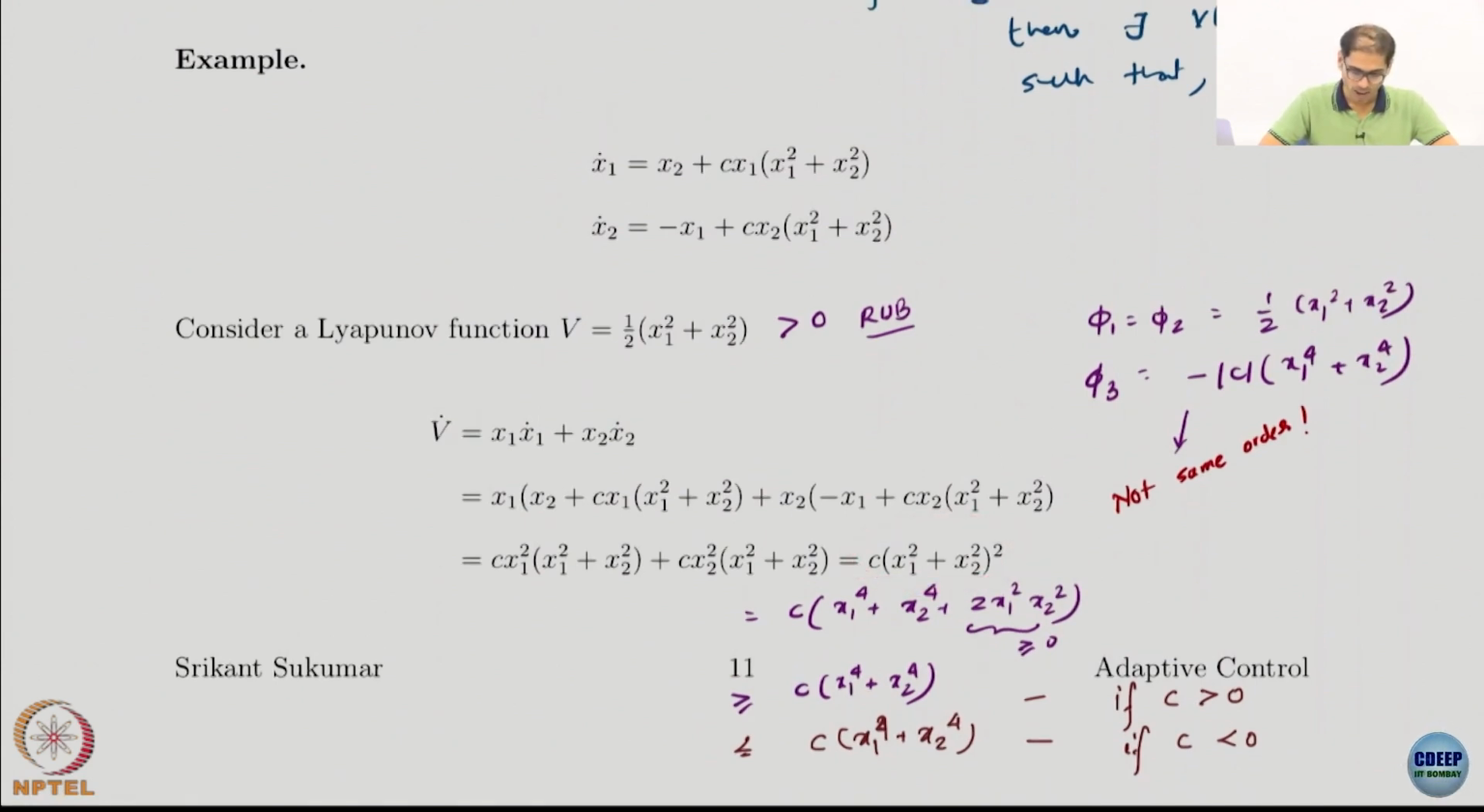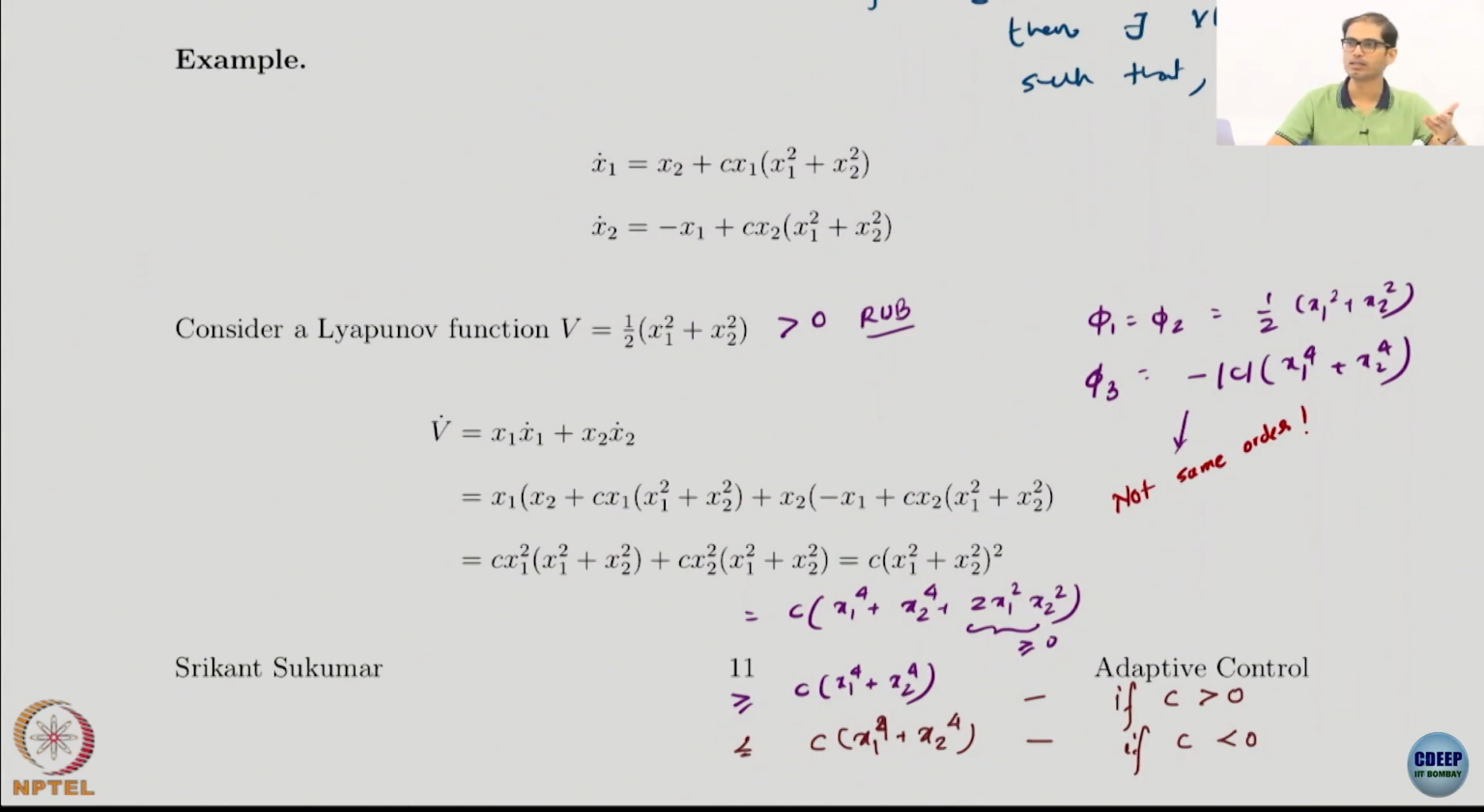Now it should be obvious to you that depending on the sign of C, I will get some definiteness. If C is negative, I will get negative definiteness, basically V dot is negative definite. I hope you believe that. This is not like x1 plus x2 whole square, this is x1 squared plus x2 squared whole square. So this is actually a positive definite function. This cannot be 0 anywhere but at the origin. So if C is just a negative constant, then V dot is negative definite, and then we have asymptotic stability.